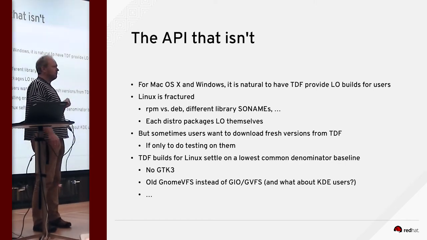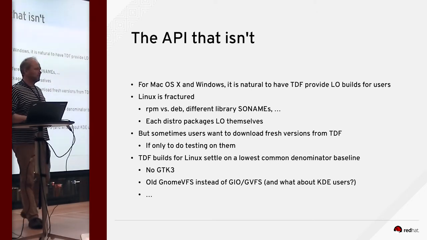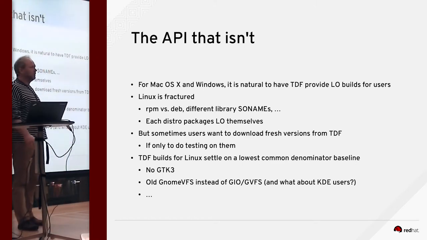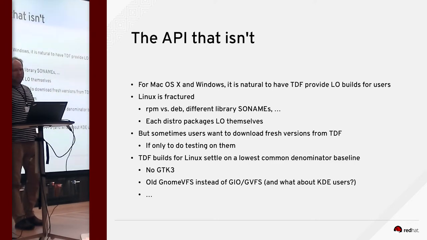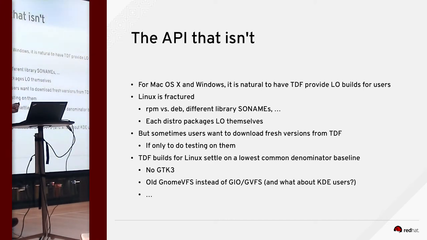it's rather fractured because the Linux world is not one stable, common API, but a lot of different individual libraries that have their APIs, and each distro bundles a different set and uses different ways to deliver software, be it RPM, be it DEB, the libraries having different SO names to link against and stuff like that. So what we as TDF do, for example, is to produce DEB and RPM packages for x86 and x86-64 builds.